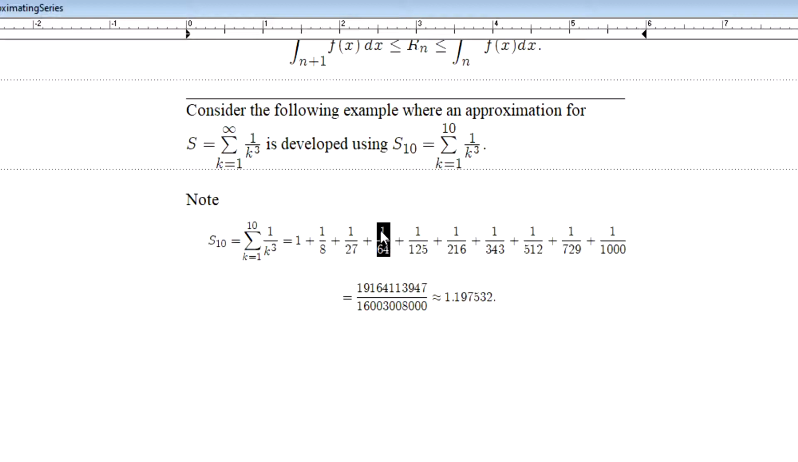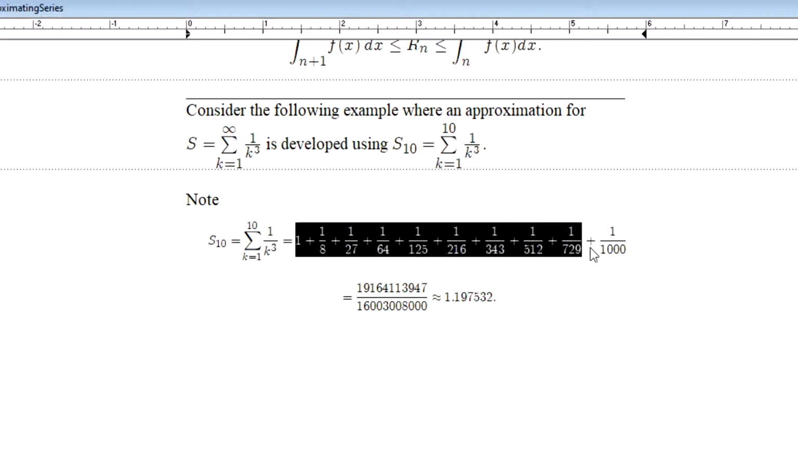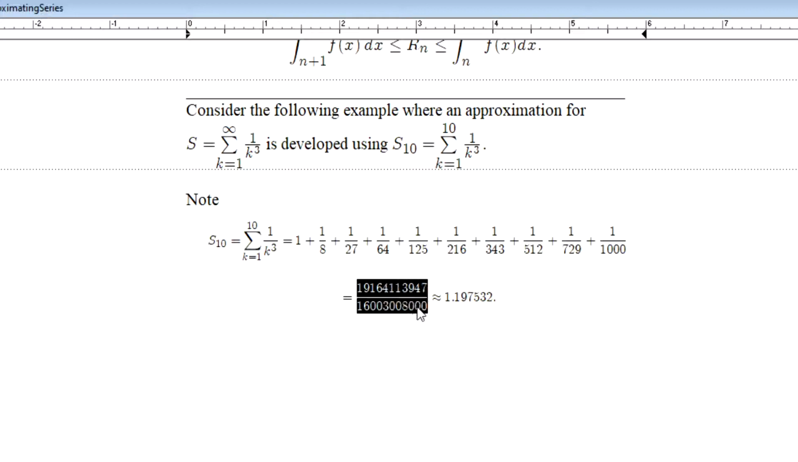4 cubed is 64, so that's 1/64th, and so forth, all the way up through the 10th term in the sequence, 1/1000th. Now, if I add up these first 10 terms, I'm not going to get a pretty fraction, not a pretty rational value whatsoever. This does produce this result.